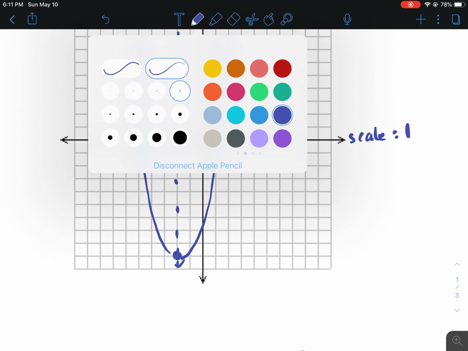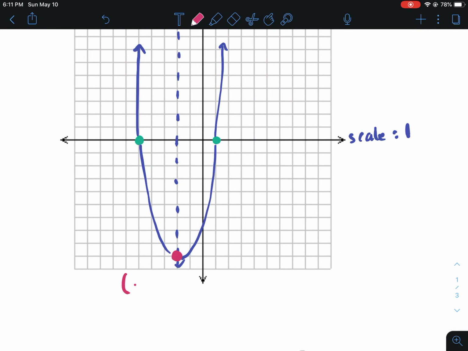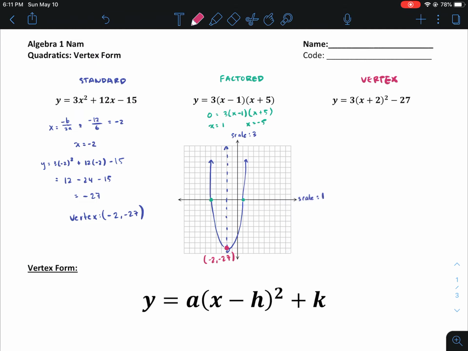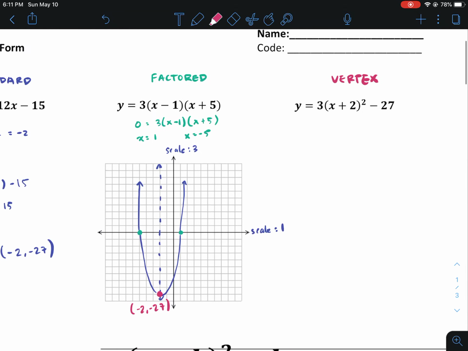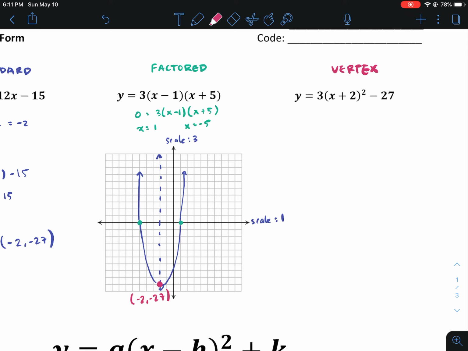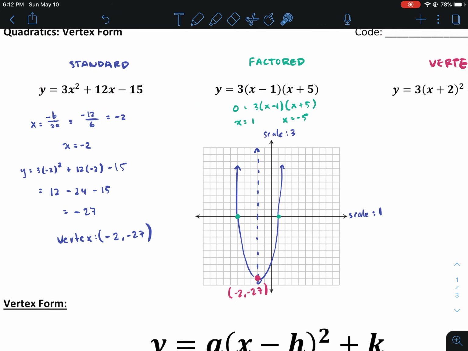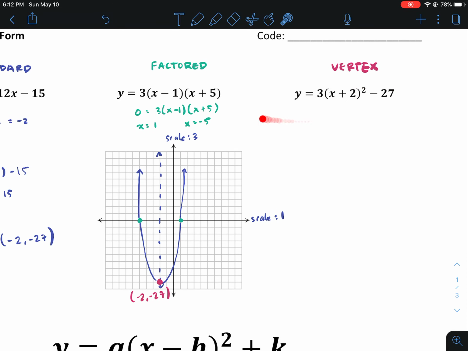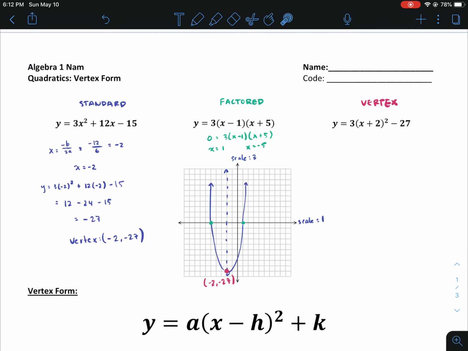If we know that the vertex is negative 2, negative 27, how does that relate to this form? We've seen stuff like this before with square roots, when we looked at graphs of square roots and talked about shifting. That negative 2 for the axis of symmetry is right here, x minus a negative 2, and we have that minus 27 right here. This form is derived from completing the square, which we learned last week. If I were to take this and complete the square, we would get something that looks like this, except you would have to divide out the 3's.